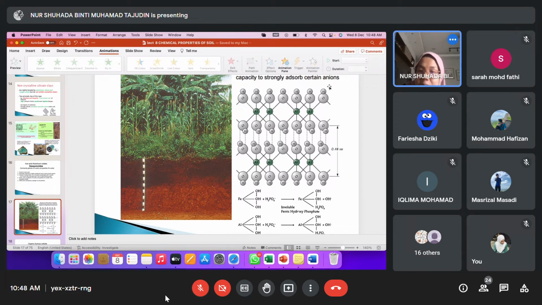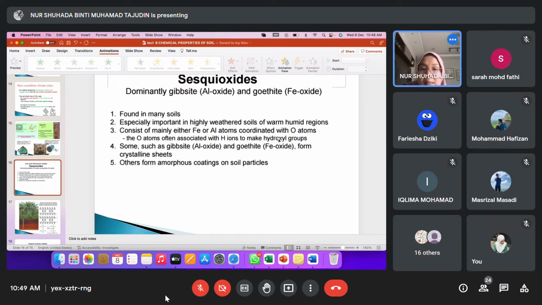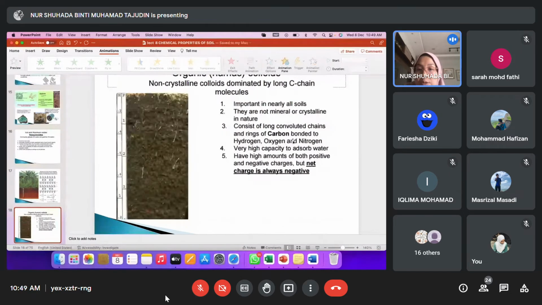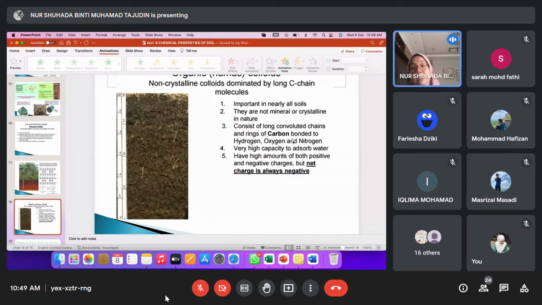At the edge, for example here, it can hold the H2PO4 minus. Okay, so that's the reason why it can hold a lot more anions, because it has oxygen atoms, which are often associated with H ions to make hydroxyl groups. So it can hold more anions. That is the characterization of iron aluminium oxides.